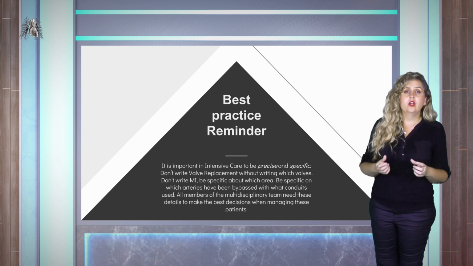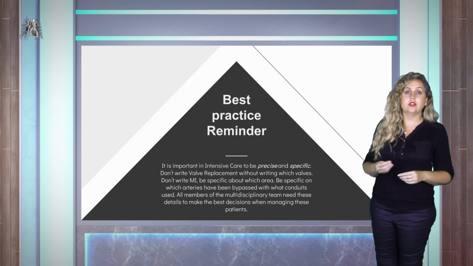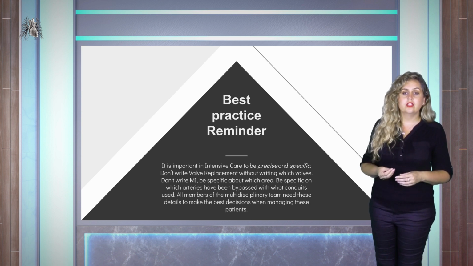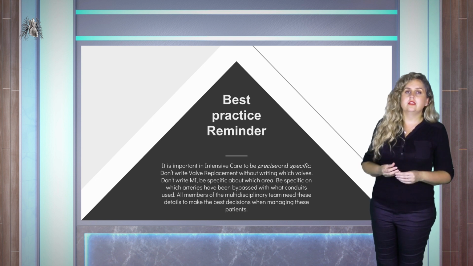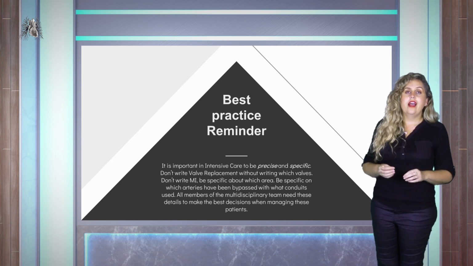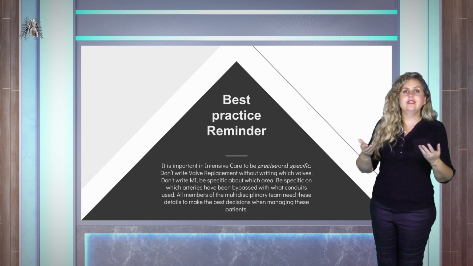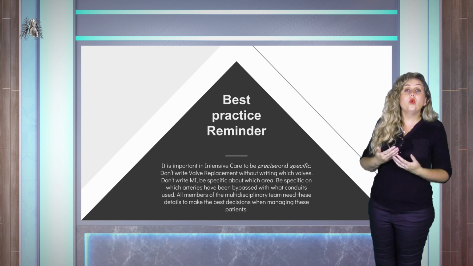Be specific when you receive an open heart patient that had a CABG. Write down where exactly the bypasses have occurred and which conduits have been used. All members of the multidisciplinary team should take an interest in this and tailor their care according to these specific diagnoses. And it's important that the ICU sister is the one that facilitates this and is able to convey all this information.